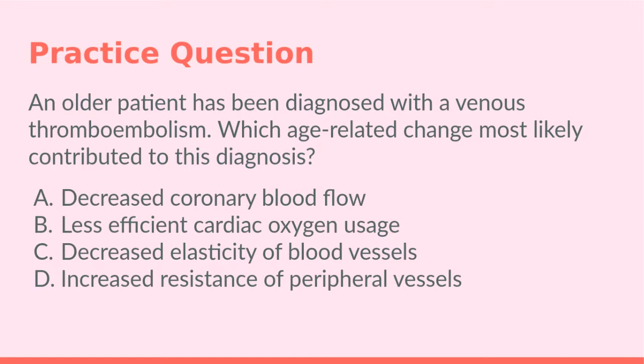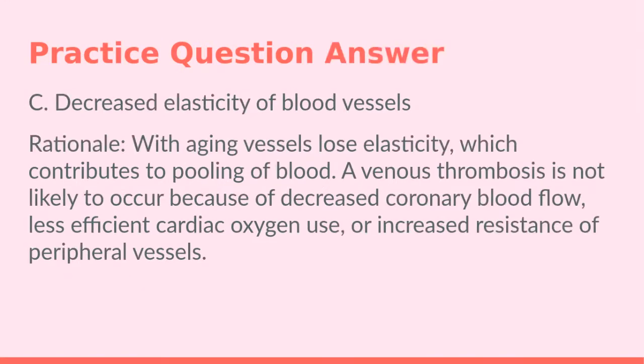All right, I got some answers. Yes, it is C. There's decreased elasticity of blood vessels. That's one change that happens as we grow older. Because of this, it contributes to the pooling of blood because the vessels lose their elasticity. And addressing the other choices, a venous thromboembolism is not likely to occur because of decreased coronary blood flow, less efficient cardiac oxygen use, or increased resistance to peripheral vessels.